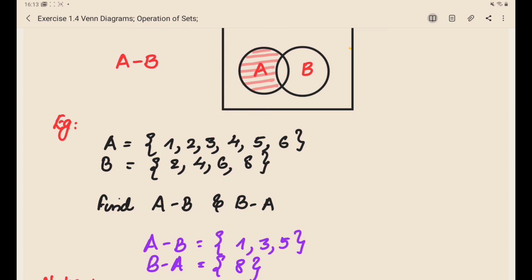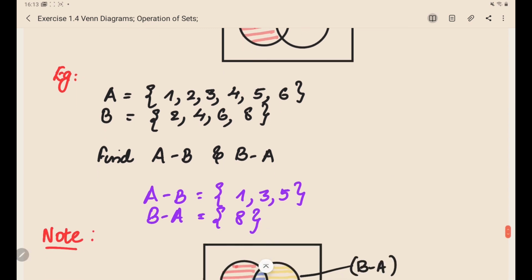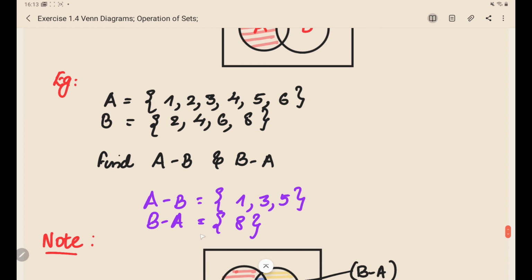I hope it's clear. Similarly, we can do it with B minus A also. What is that B minus A? That is the elements of B which are not included in the subset A. 2 is included in A, so we can't include it in this set. 4 is again an element of A, so we can't include it in this subset. 6 is again an element of A, so again we can't include it, but 8 does not belong to A, and this is an element of B minus A.